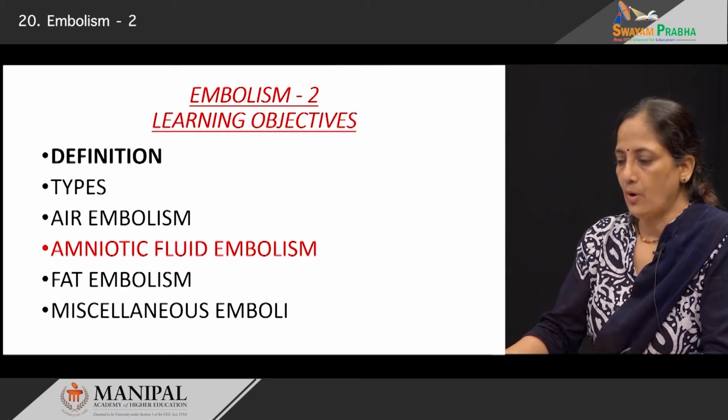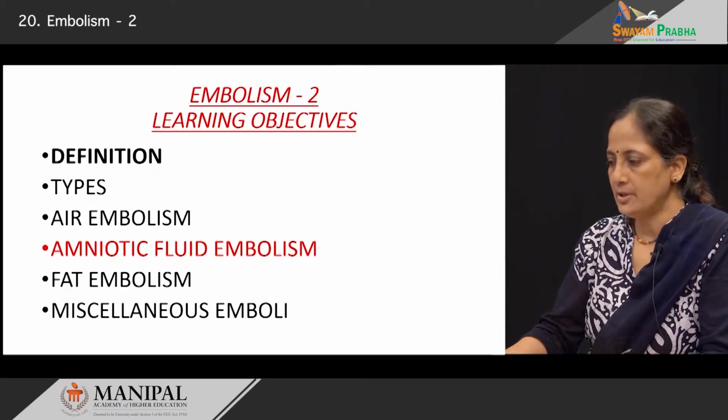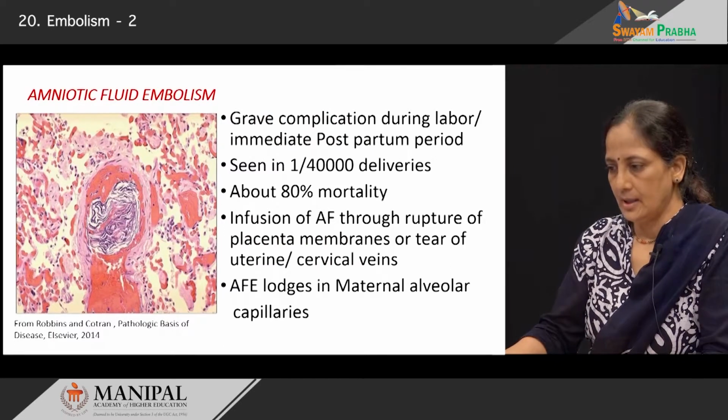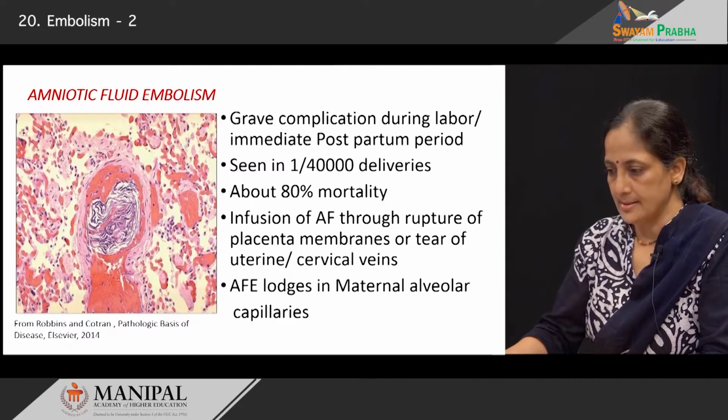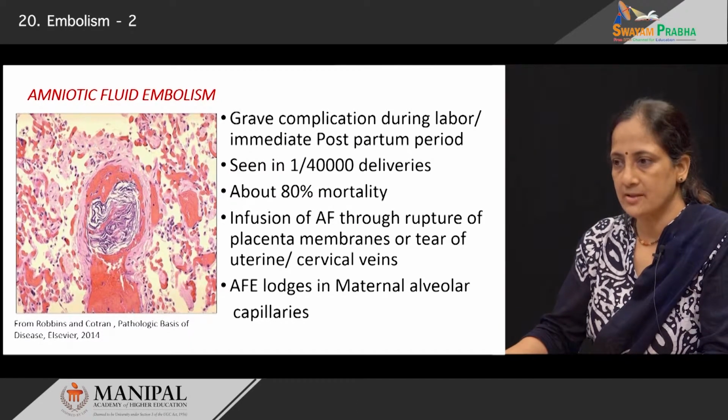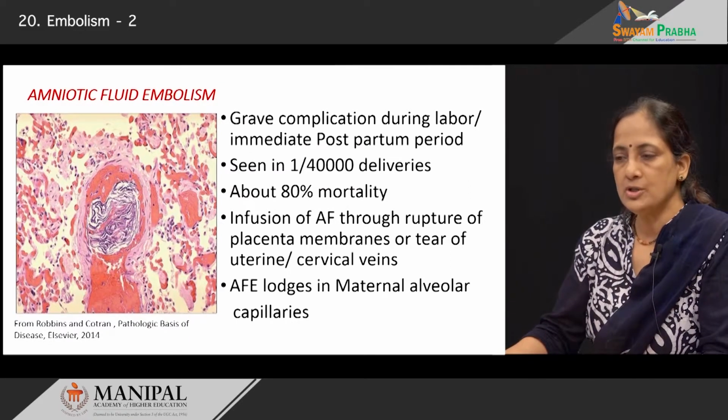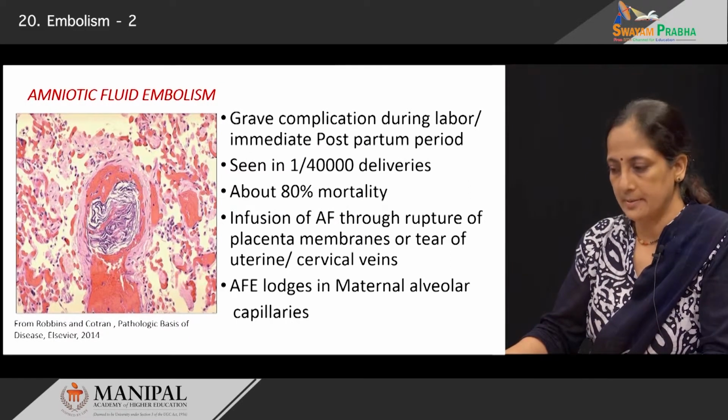The next type of embolism is the amniotic fluid embolism. This is a grave complication seen during labor or in the immediate postpartum period. It's seen in about 1 in 40,000 deliveries. It has about 80% mortality, and an infusion of the amniotic fluid goes through ruptured placental membranes or torn uterine veins or cervical veins to lodge in the maternal alveolar capillaries.